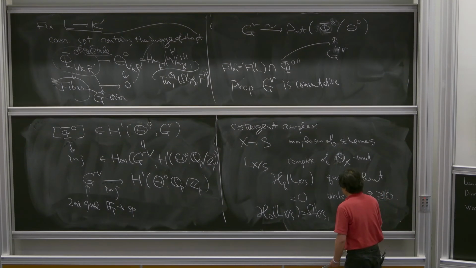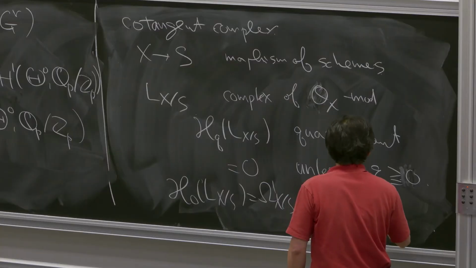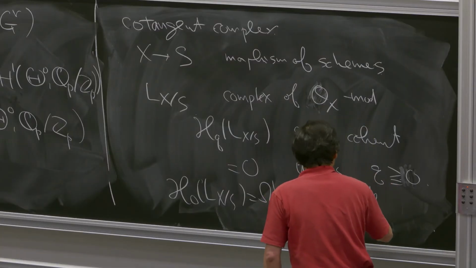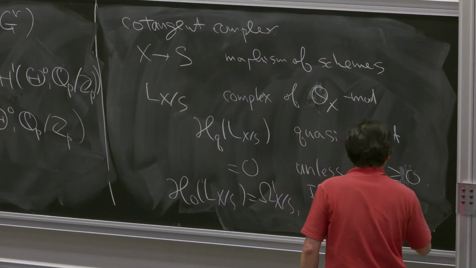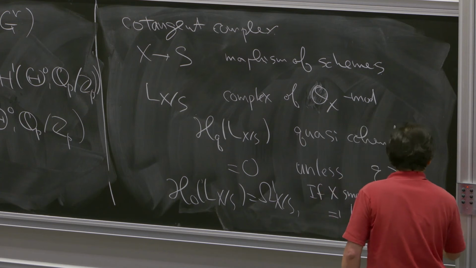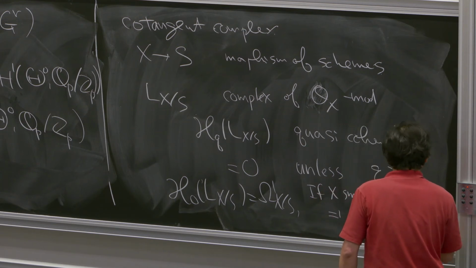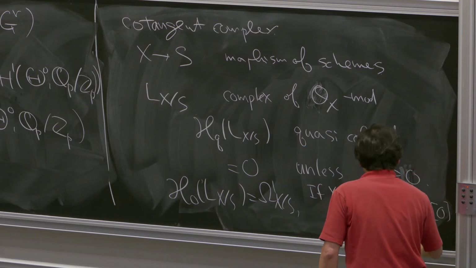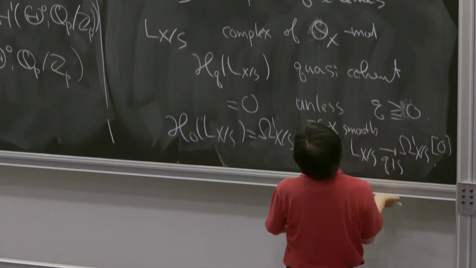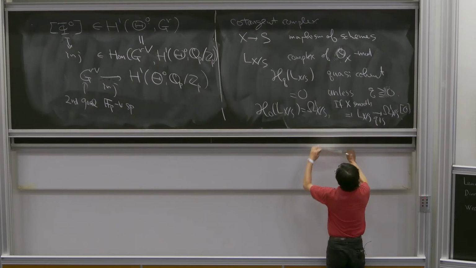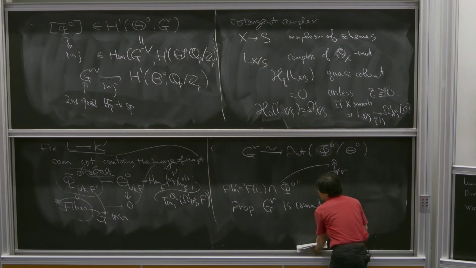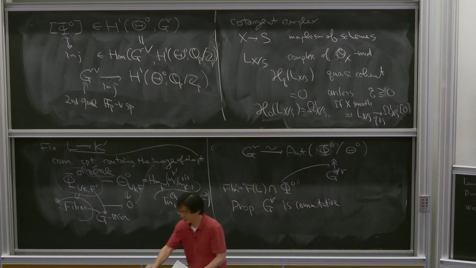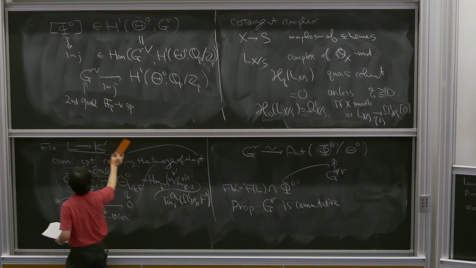Yeah, and if X is smooth, then it is omega 1. This is a quasi-isomorphism. So the cotangent complex is some sort of generalization of omega 1.